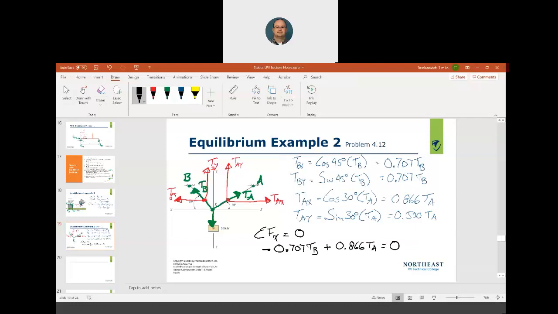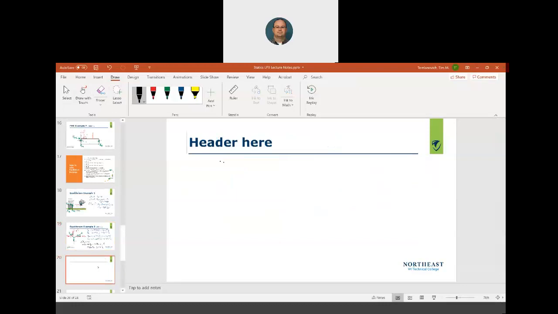So I can't solve that, can I? But I can reduce this. I'm going to move this to the other side of the equation. So 0.866 TA equals 0.707 TB. I can't solve that. So now I move to the next equation, which is the sum of the forces in the y direction. So now I'm going to go to the next page. I'll go back and forth.